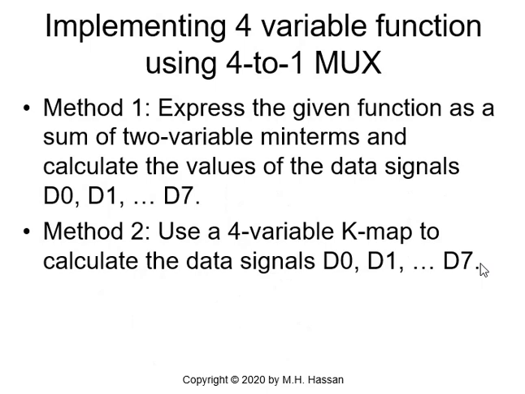Now, how do we implement a 4-variable function using a 4-to-1 multiplexer? Again, we can use K-map. Method 1, we can express the function as a sum of 2 variable minterms and calculate the values. Method 2, we use a 4-variable K-map. Always, the 2 variables are the most significant bits. They don't have to be, but it is easier to do that. So we are taking AB to the select line.